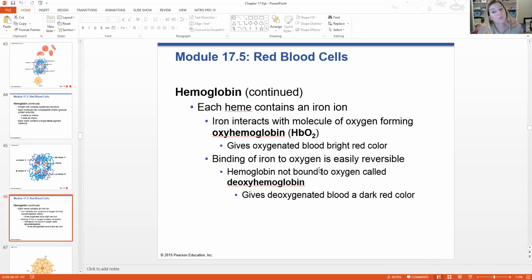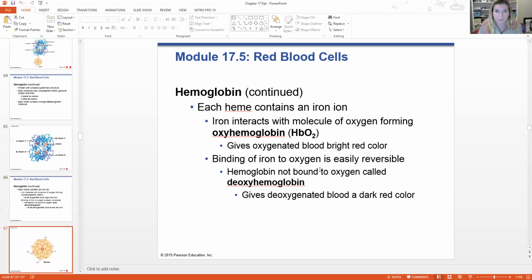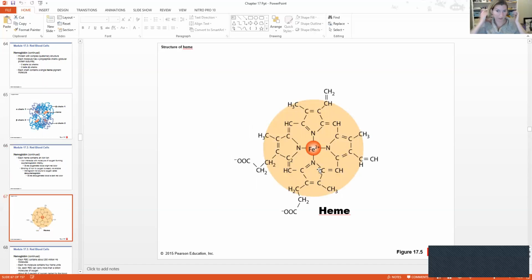So hemoglobin that's not bound to oxygen is called deoxyhemoglobin. So you have oxyhemoglobin and deoxyhemoglobin. That is giving the deoxygenated blood its darker color, like I mentioned earlier. So there's the heme, there's the iron, and iron is just there to increase that attachability, right? That attachment of oxygen to the heme molecule.